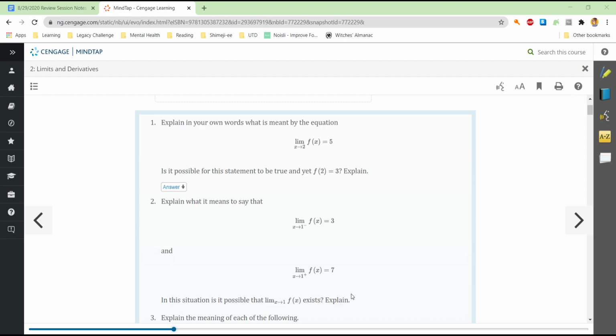And for those who are in the recording and can't see the Discord, one person said, yes, it is possible for that point to exist and for the statement to be true, and another person defined the statement as x approaches 2, it is getting closer and closer to 5, which is also correct.